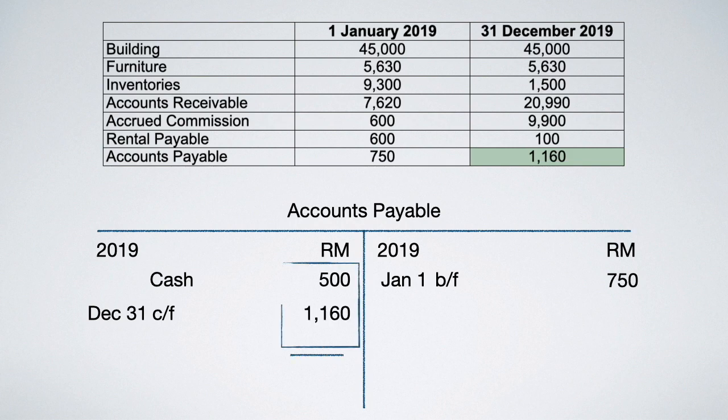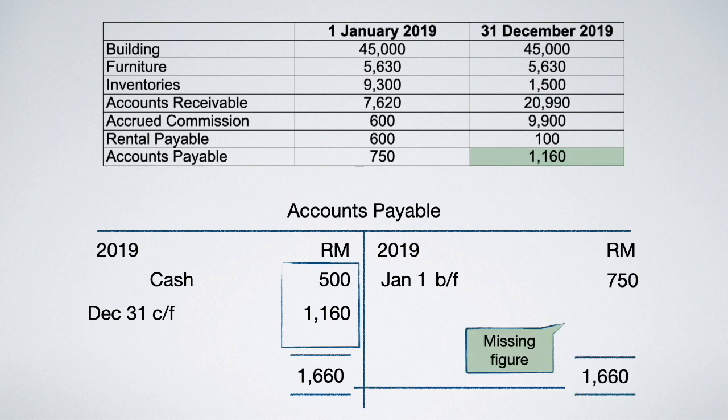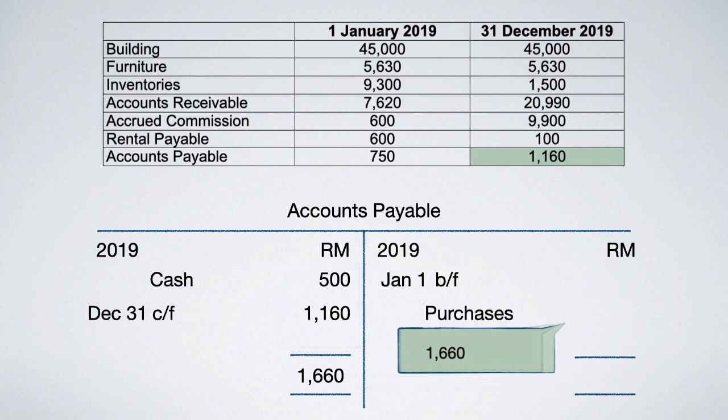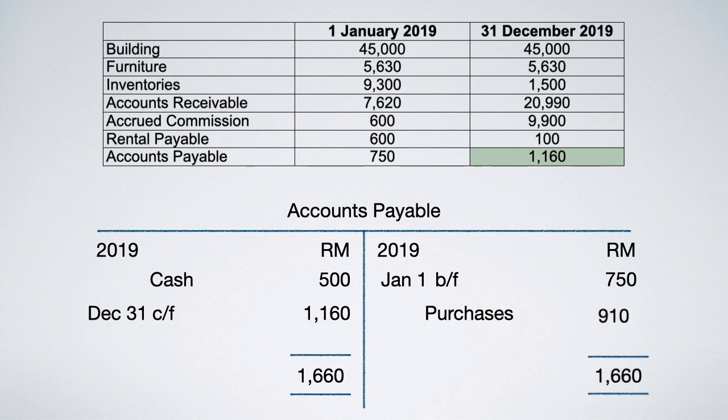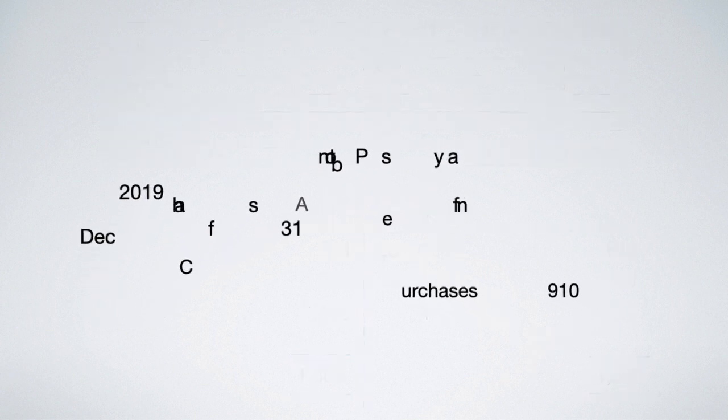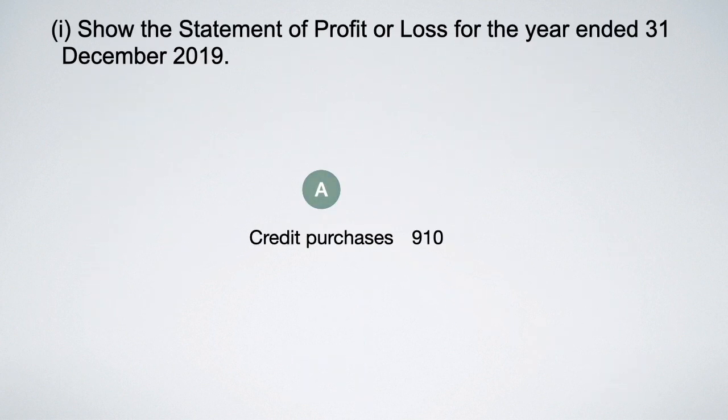Okay. So, now you total dekat balance belah debit tu. You akan dapat nombor. Bawa ke kanan. And then, kita akan dapat satu missing figure di situ lagi. So, that missing figure is actually purchases. So, you tolak lah. Okay. You tolak, dapat nombor. So, that number is purchases. What is the kind of purchases? That is credit purchases. So, that is the number.